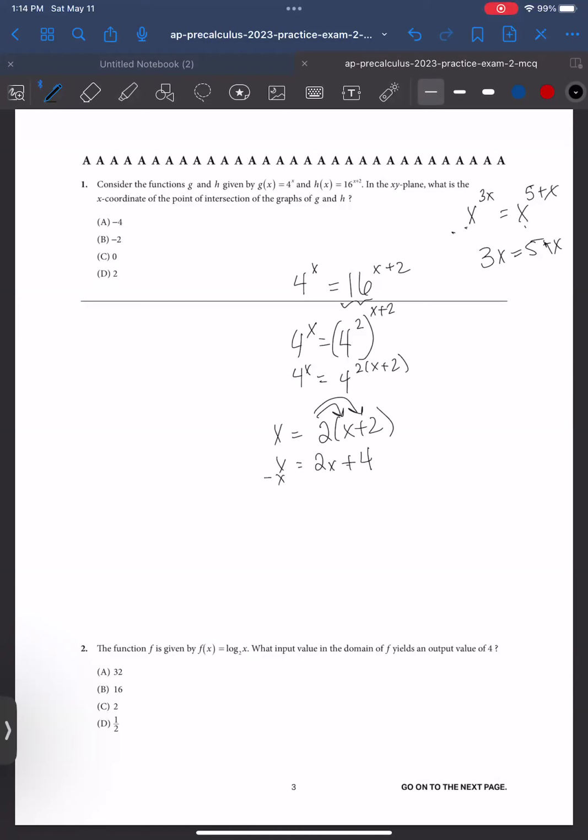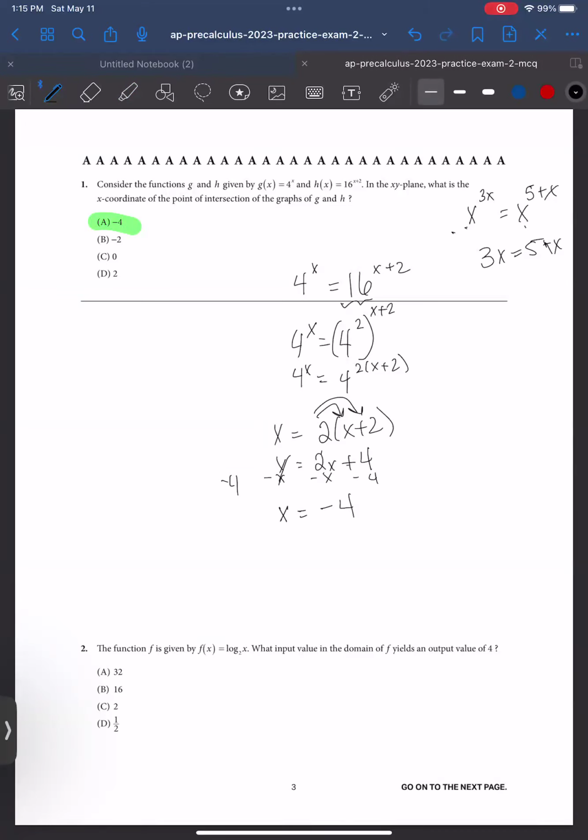So subtract x, subtract 4. I like to move the x over because I don't want to deal with a negative x, so that's why I'm moving everything over. But I could have left the 2x where it was and I would get the same answer. Basically, I'm going to have x equals -4. So my final answer is A. This is still pretty easy, I think, but let me not get ahead of myself.